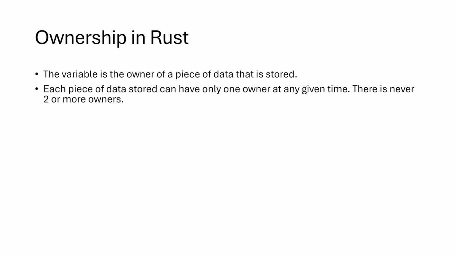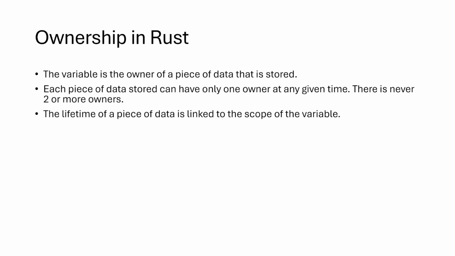However, how does ownership work in Rust? What does it mean? Well, essentially, when we talk about ownership in Rust, we're talking about variables and the data that's associated with them, right? So a variable is actually an owner of the piece of data that's stored, right? Now, the important thing to understand is that each piece of data can only have one owner at any given time. There is never two or more owners, which is different to what we see in real life, right? In Rust, and at least Rust, there are other languages that allow us to do this, but at least in Rust, you can never have more than one owner of a piece of data.